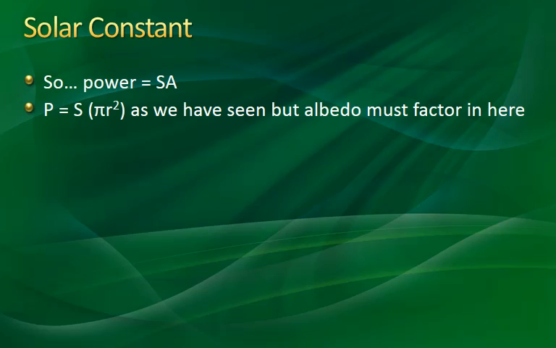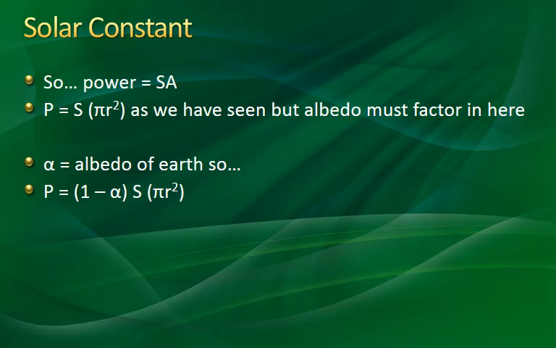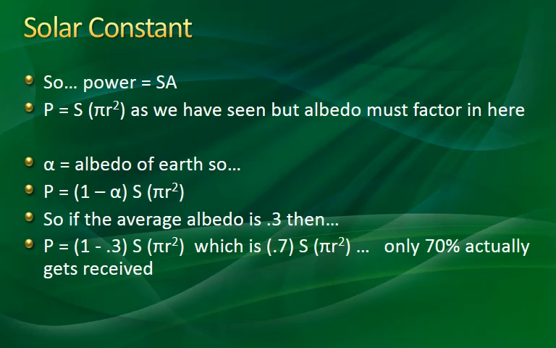And so if we consider that, and we have πr², which is the area, and we know the albedo of the Earth, we can place that in there. 1 minus the albedo times the solar constant times πr² will give us the power. If we look at that, with 0.3 in there, we get about 70% of the incident rays, and so 30% is reflected right out.